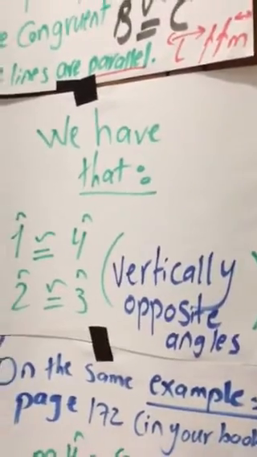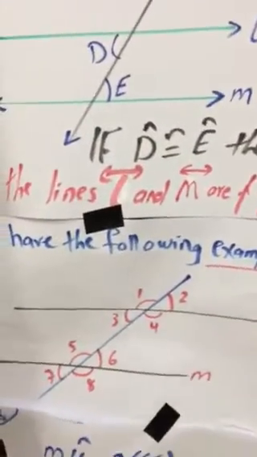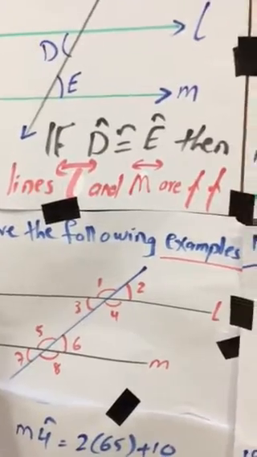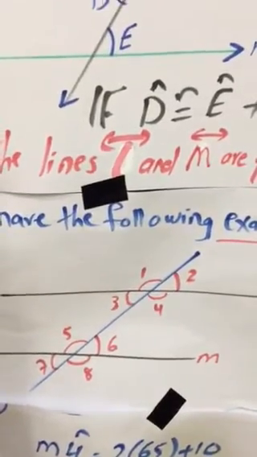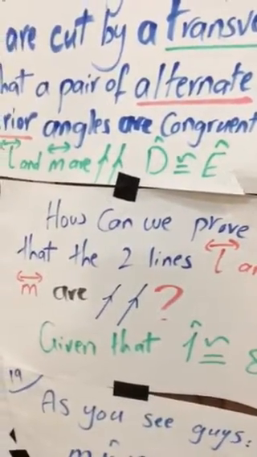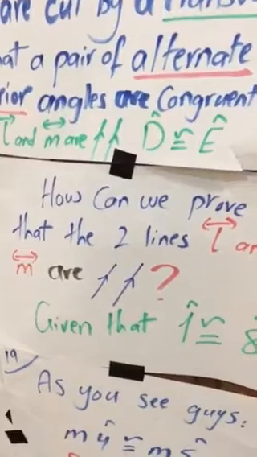Congruent, and this pair are vertically opposite angles. Let me go to an example to verify these ideas. If we have two coplanar lines, L and M, and these 8 angles, labeled from number 1 to number 8, the question is: how can we prove that these two lines, L and M, are parallel?